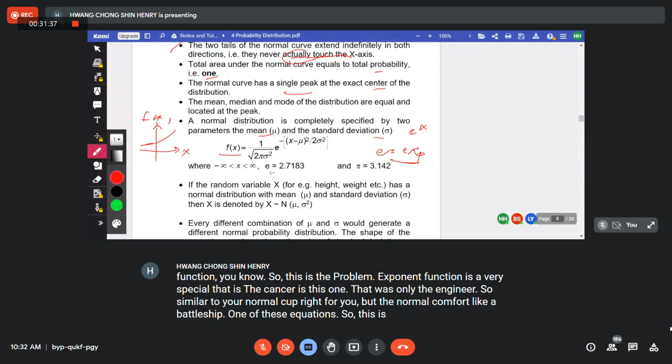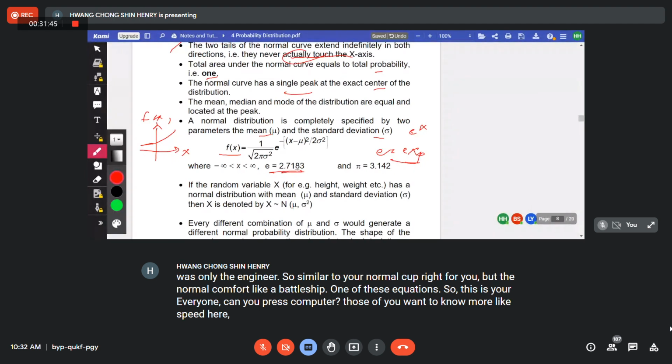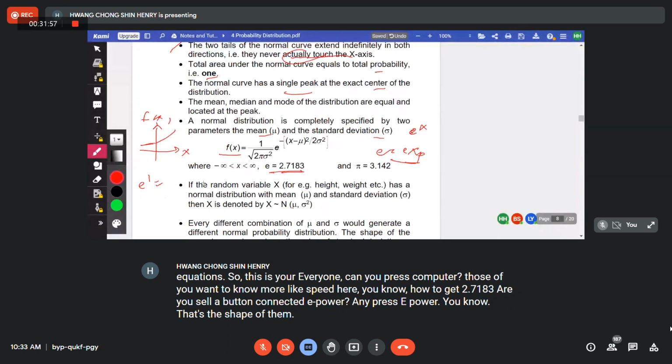So this is your e. Everyone, can you press your calculator? Those of you who want to know more, I explain a bit here. You know how to get 2.718? You use the calculator button e power. Everyone, can you press e power 1? You know how to press. Press the shift button. See the shift button. Then e power 1, you get 2.71.